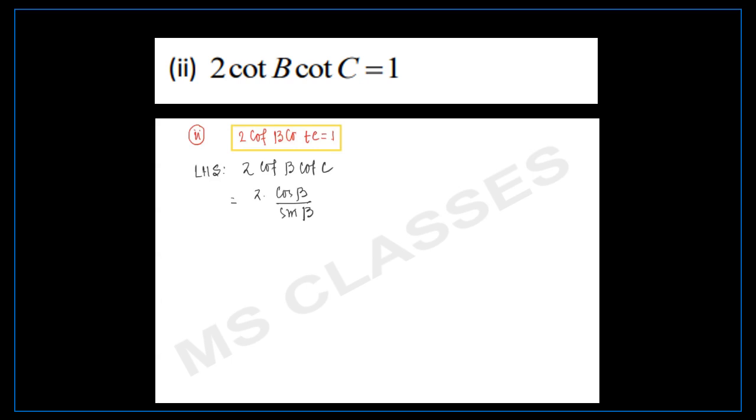That is cos B cos C, after that it is cos C by sin C. Now we have to prove that this is equal to 1. So you can do one thing, you can take a minus 1 and plus 1. That means if we can show this part is 0, then we are done. So what we do? It is 2 times cos B cos C minus sin B sin C, whole divided by sin B sin C, plus 1.